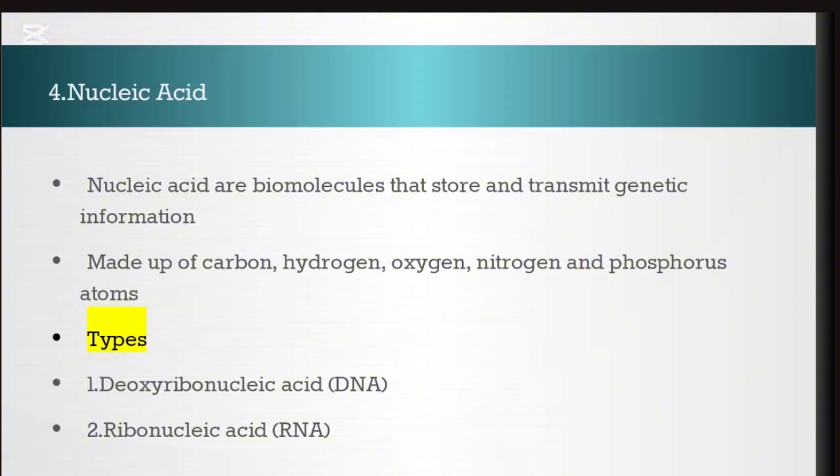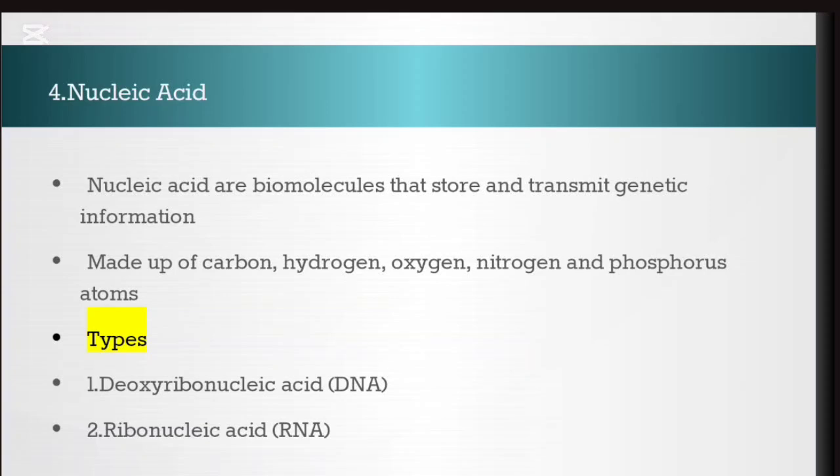Number four we have is nucleic acid. Nucleic acids are biomolecules that store and transmit genetic information. Nucleic acids are made up of carbon, hydrogen, oxygen, nitrogen and phosphorus atoms.